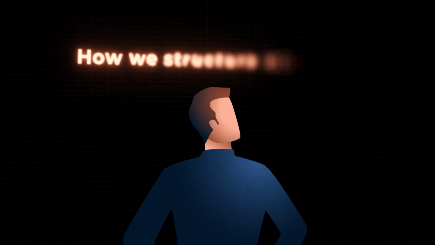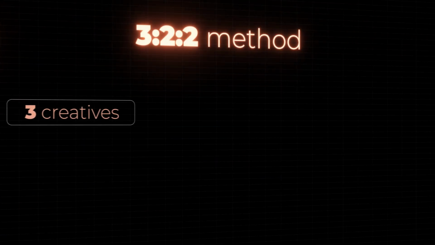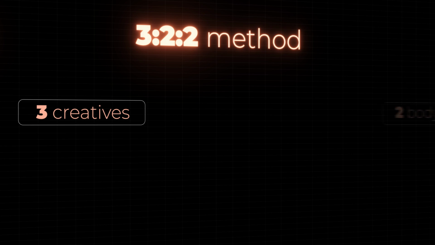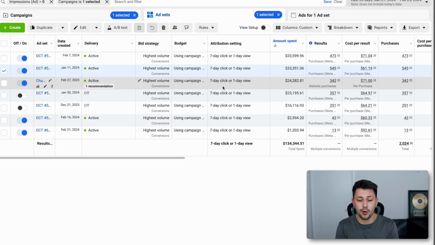And if you're wondering how we actually structure our DCTs, we follow something called the 3-2-2 method, which basically means 3 visuals, ideally 3 videos or 3 images, 2 pieces of body copy, and 2 headlines. And again, Facebook is going to prioritize the spend because we are leveraging CBO budget to tell us which ads are actually the best and are going to deliver us the best results.